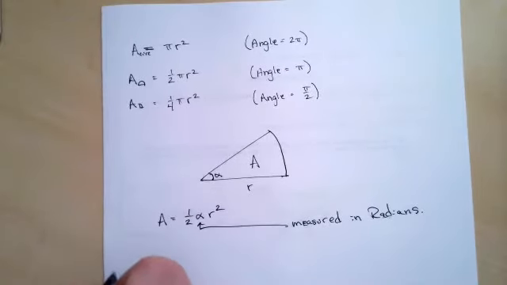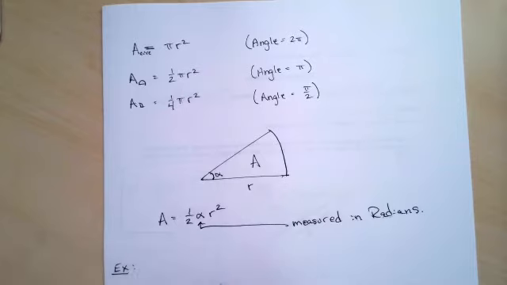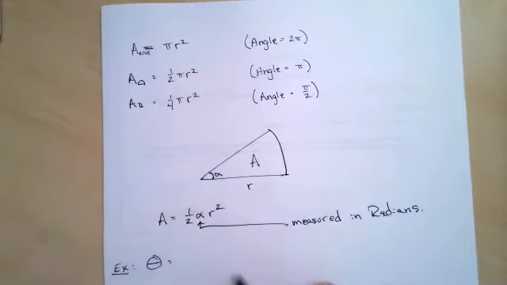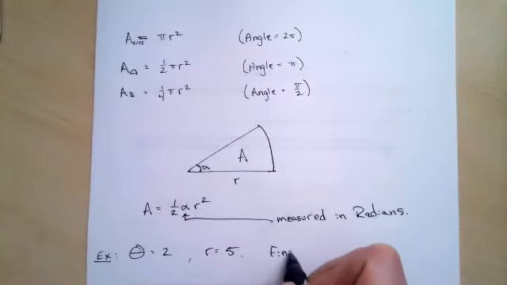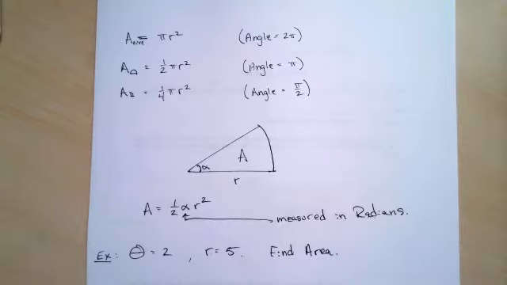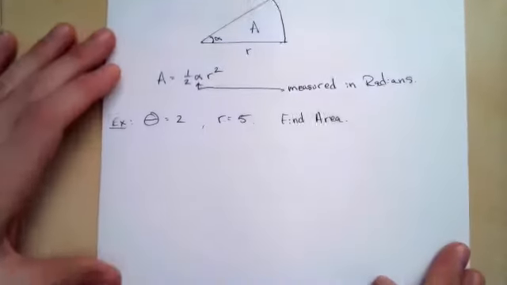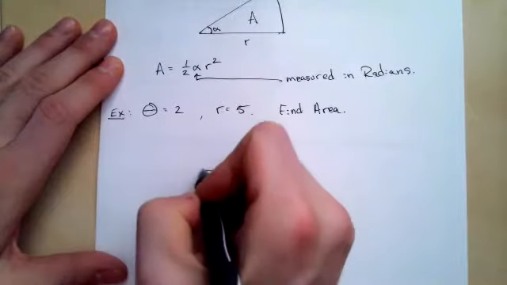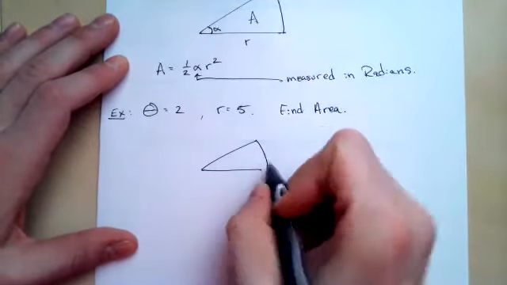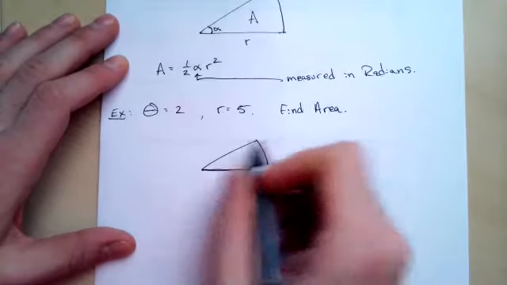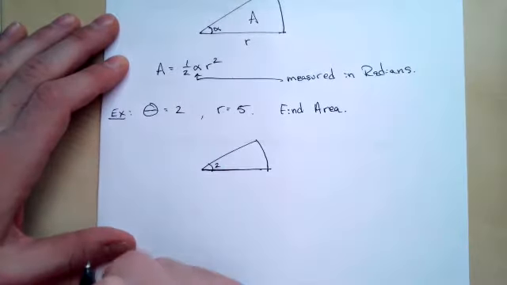So for example, let's suppose we have an angle. I'm going to change the letters. Let's use theta for an angle. Let me say theta is 2 and the radius is 5, and we want to find the area. So that 2, there's no units on the 2. It's not degrees, it's unitless. So it's radians. So that means this angle here is just 2 radians.